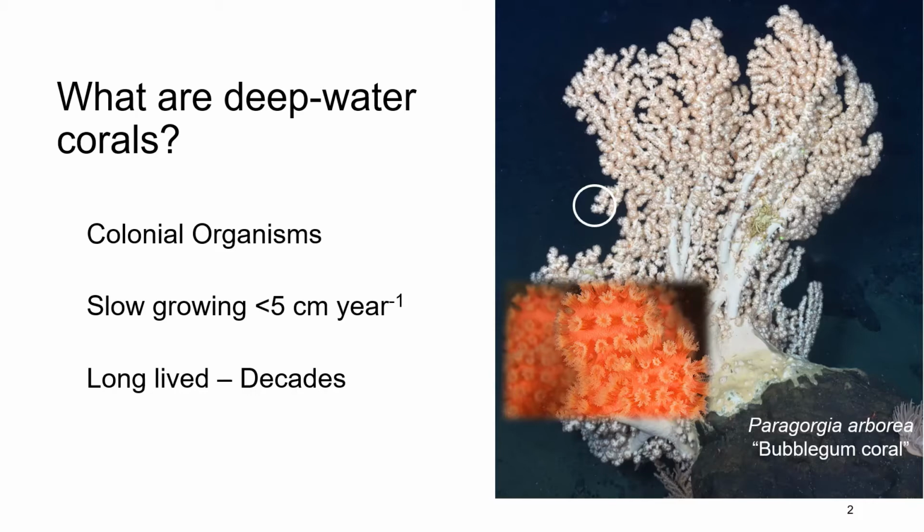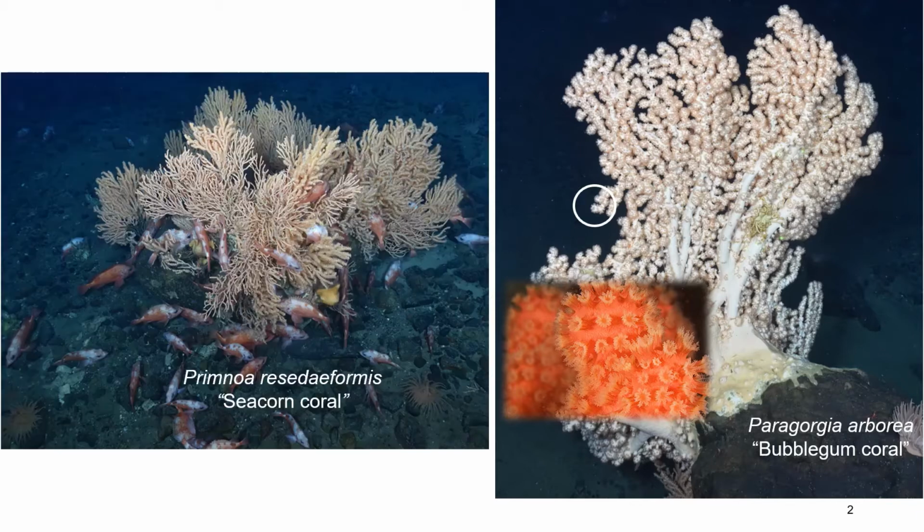They can reproduce asexually through budding or fragmentation, as well as sexually through dispersal of gametes into the water column. Corals form important habitat in the deep sea by providing structure to the sea floor. You can see all the redfish gathered around the base of these colonies of Primnoa residiformis, commonly known as sea corn coral. This is an individual of Paragorgia arborea, more commonly referred to as bubblegum coral, and is roughly 2 meters tall. Together, these make up the most abundant cold-water corals in Atlantic Canada.